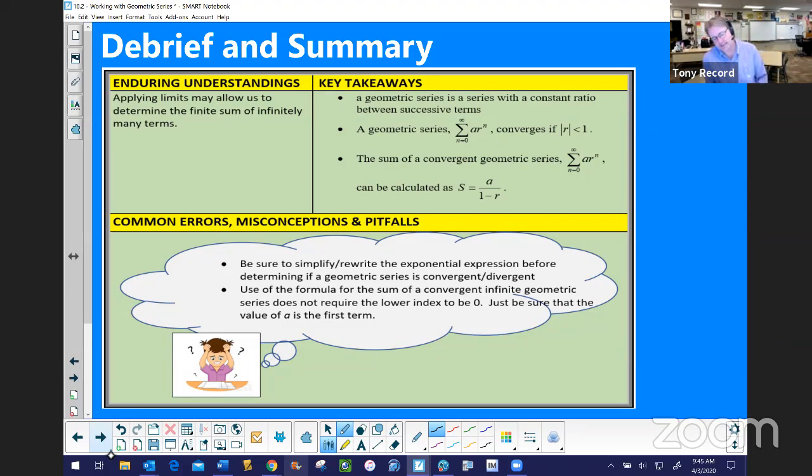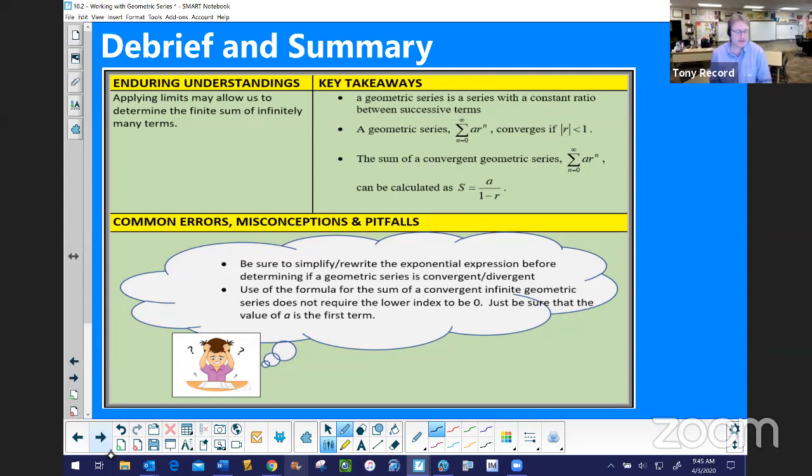Our key takeaways are that a geometric series is a series with a constant ratio between its successive terms, and that the standard way of presenting one of these, the summation of a times r to the n, where n starts at 0 and goes to infinity, will converge if the absolute value of r is less than 1. And then we know that the sum of this convergent geometric series can be written as a over 1 minus r, where a is the first term and r is the common ratio.